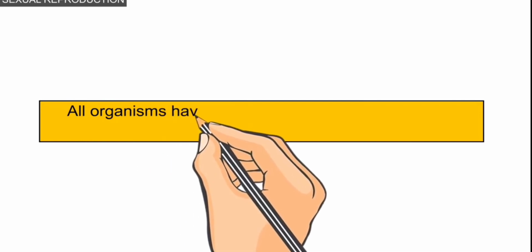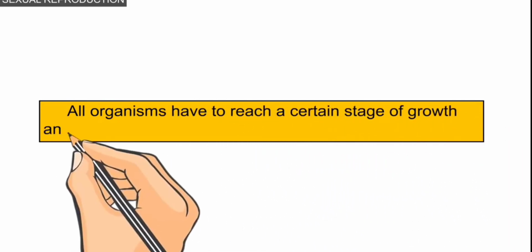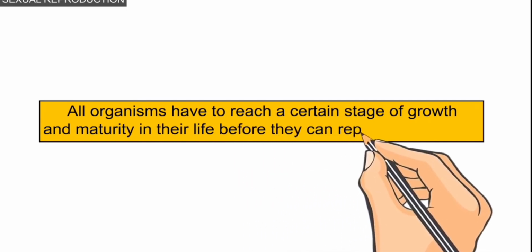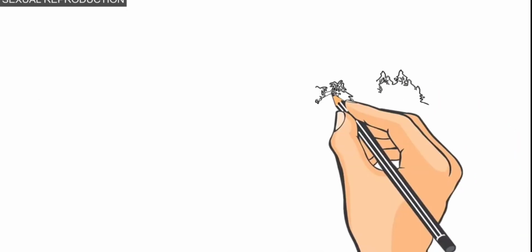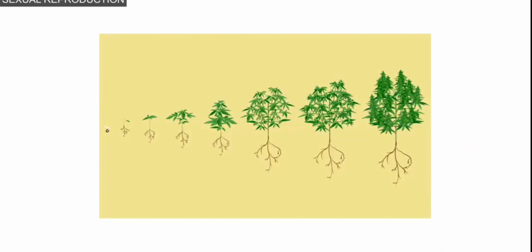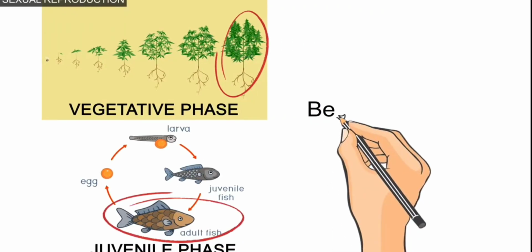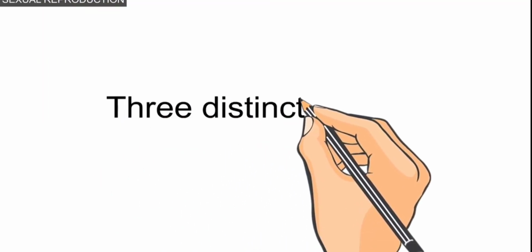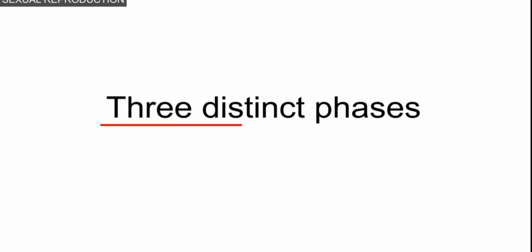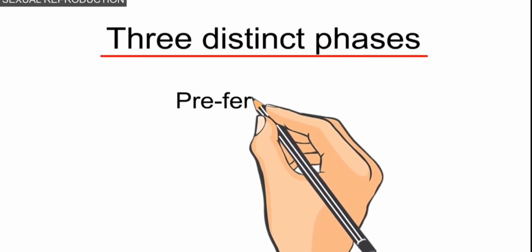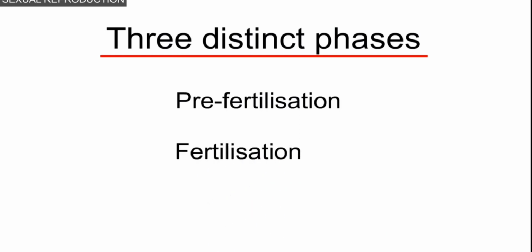All organisms have to reach a certain stage of growth and maturity in their life before they can reproduce sexually. This phase is called the vegetative phase in plants and juvenile phase in animals, the end of which is the beginning of the reproductive phase. For creating offspring sexually, each organism goes through three distinct phases, namely pre-fertilization, fertilization, and post-fertilization. Now, let us have a closer understanding of these phases one by one.